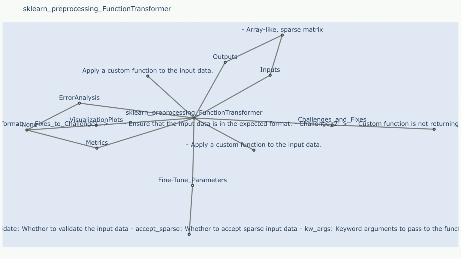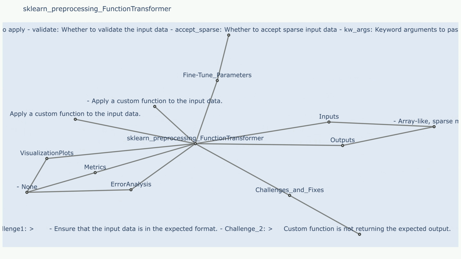inverse_func. This parameter allows you to define an inverse function for your transformation. The inverse function is used to reverse the transformation applied by the FunctionTransformer. You can set it to None if you don't want to define an inverse function.